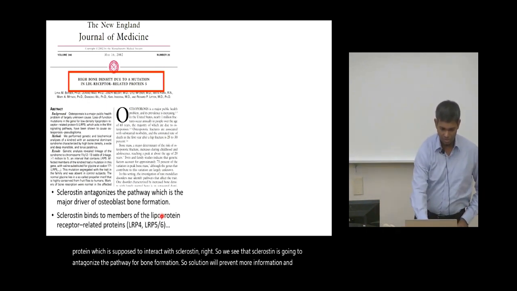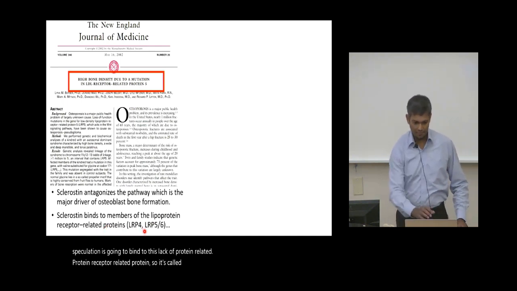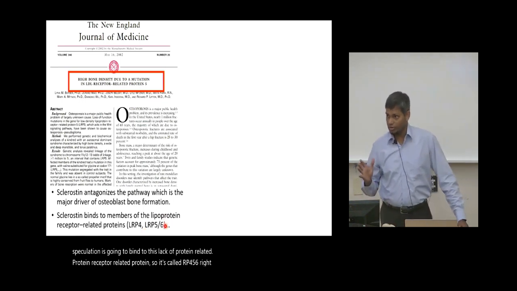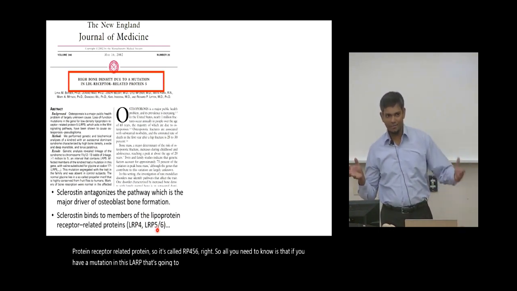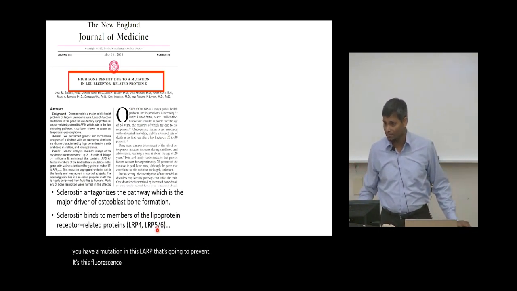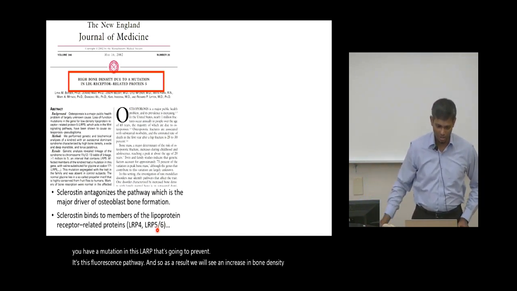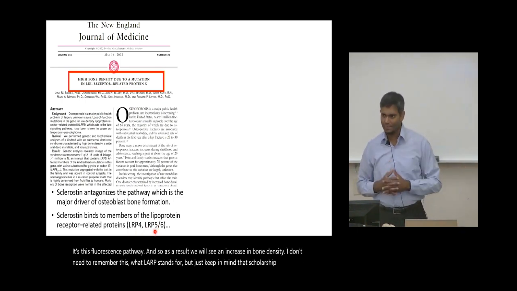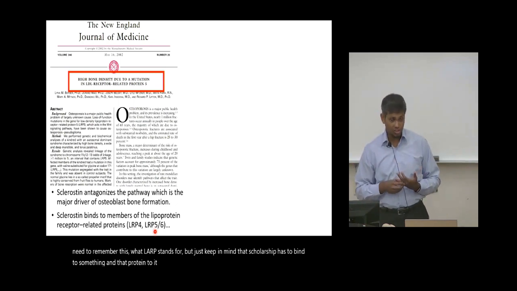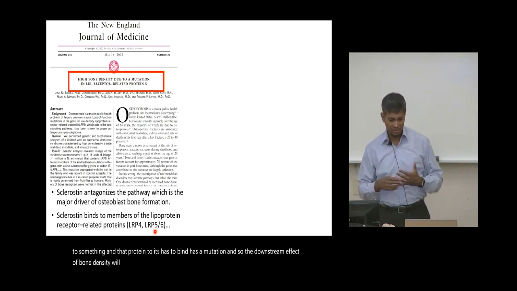Sclerostin is going to bind to a lipoprotein receptor-related protein, called LRP5/6. All you need to know is that if you have a mutation in this LRP, that's going to prevent the sclerostin pathway, and as a result we will see an increase in bone density. I don't need you to remember what LRP stands for, but keep in mind that sclerostin has to bind to something, and that protein has a mutation, so the downstream effect on bone density will not be decreased but increased.